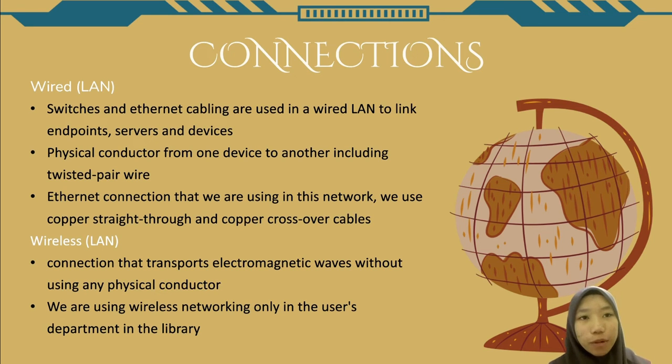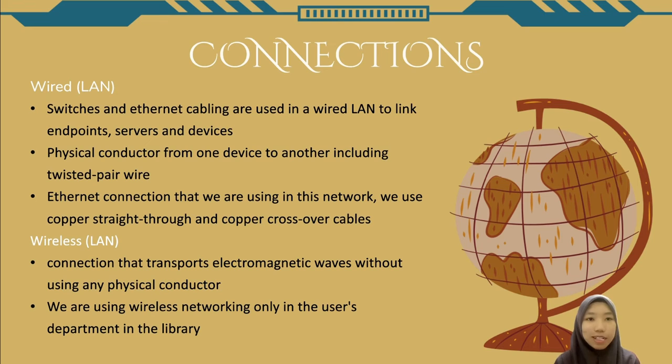Our network uses a local area network (LAN) and a wireless local area network. A local area network is a collection of computers and related hardware that are connected wirelessly or over a wired network to a server operating within a specific geographical area. I will talk about the wired local area network first. Switches and Ethernet cabling are used in a wired LAN to link endpoints, servers, and Internet of Things devices such as cell phones or computers to the network system. Mostly our network uses wire as the transmission media.